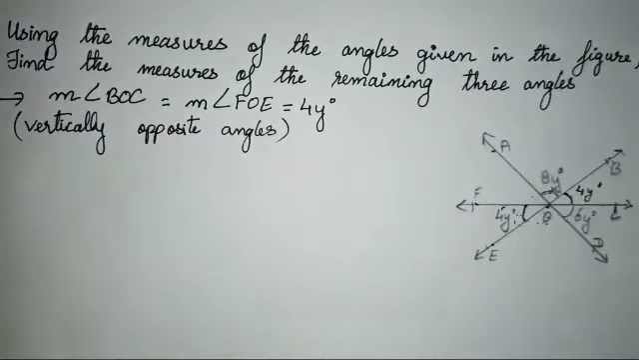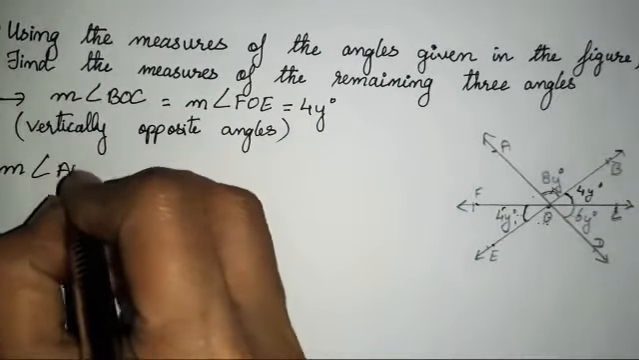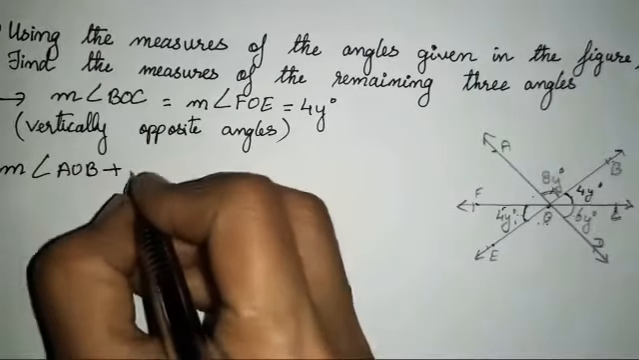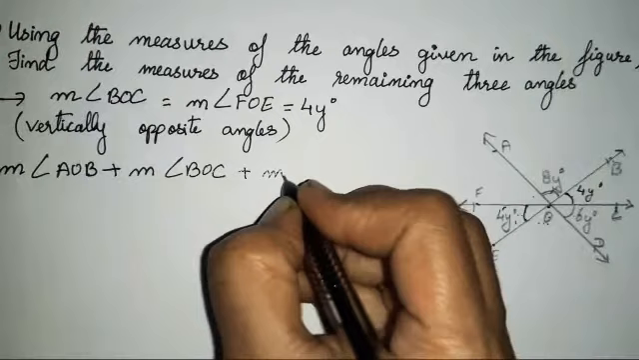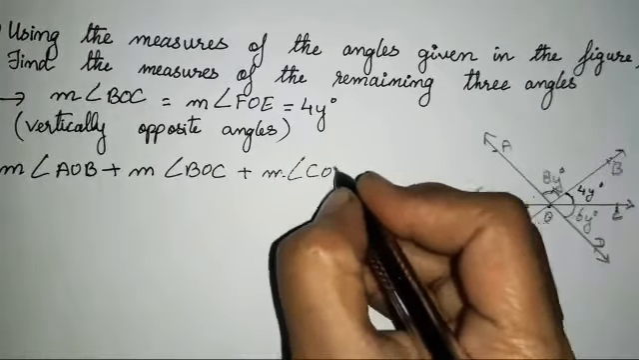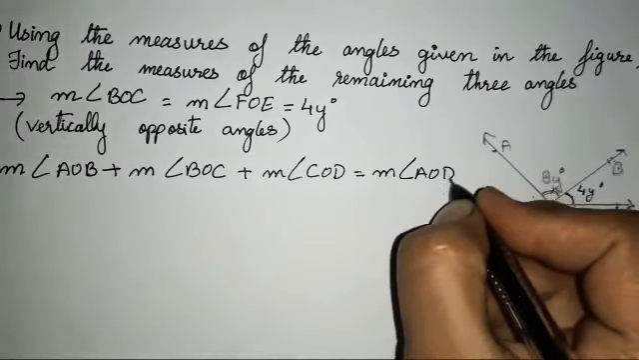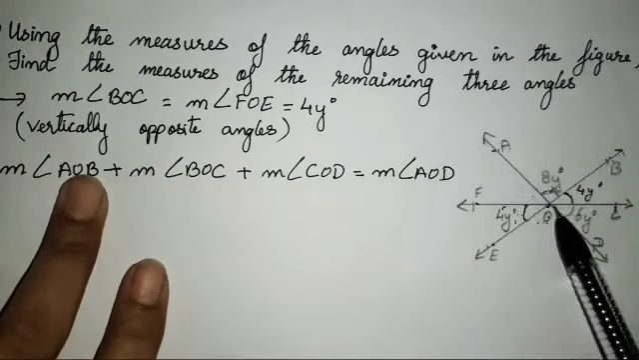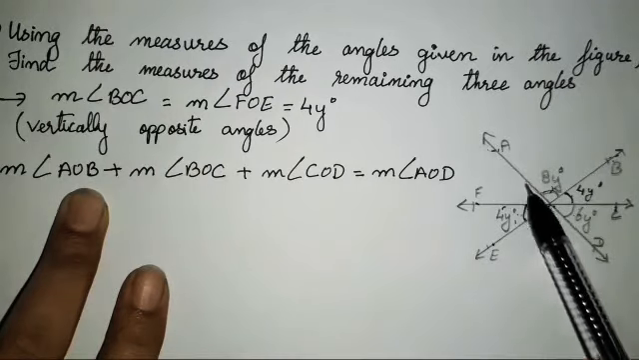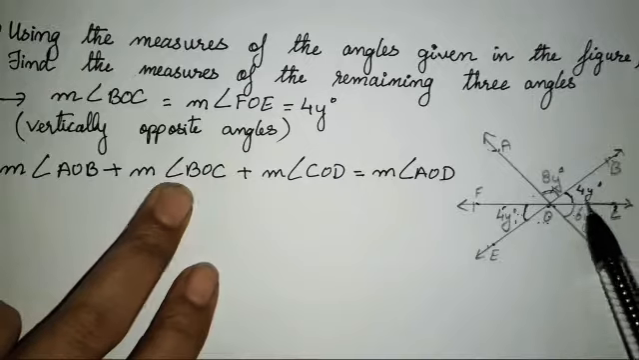Okay, so ये हो गया first. Next, measure of angle AOB plus measure of angle BOC plus measure of angle COD is equal to measure of angle AOD. Okay, now I will explain you this. See, AOB मतलब this angle, BOC and then COD.